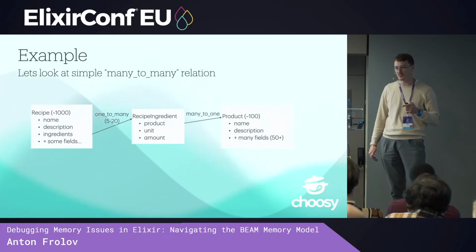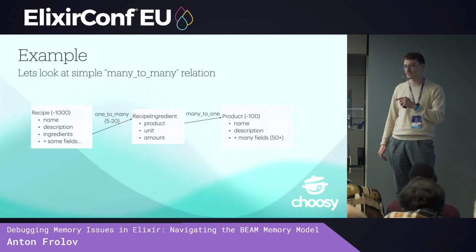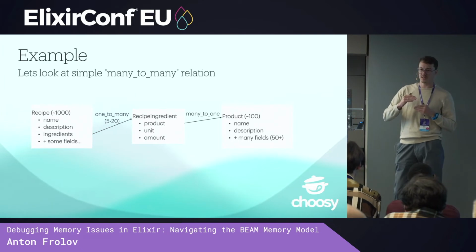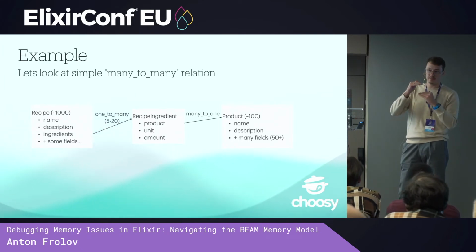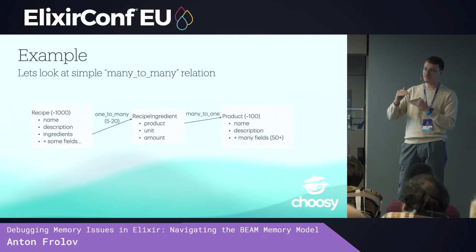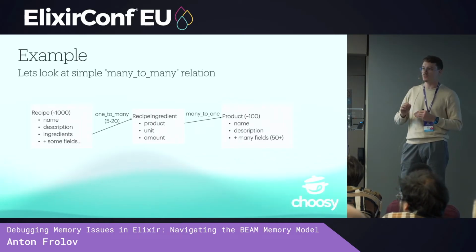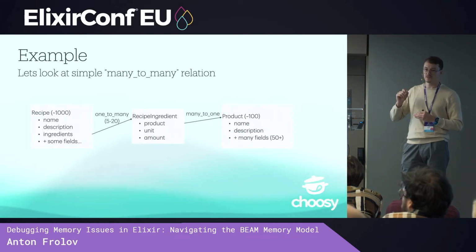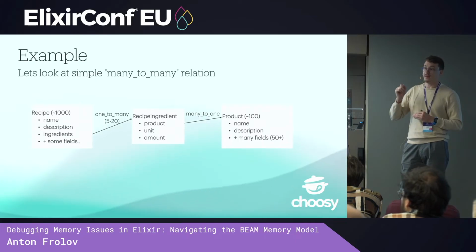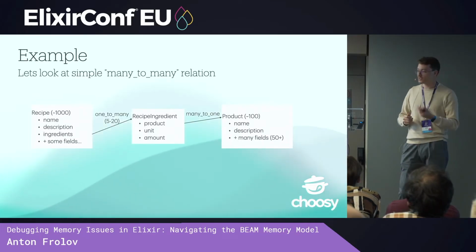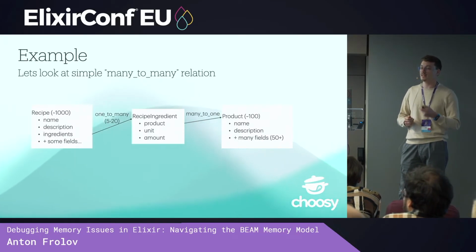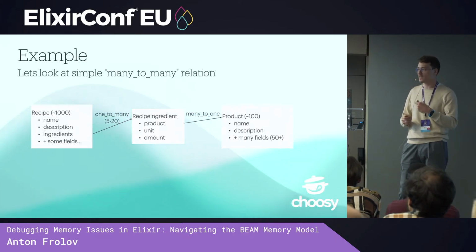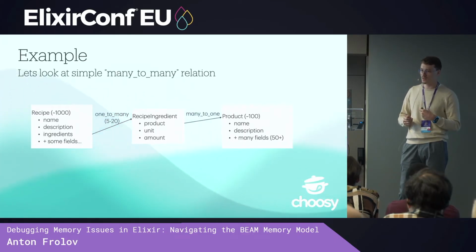We only have 100 products, and we preload them with Ecto. So it preloads only these 100 data entries, 100 memory entries, and it's going to share them between 12,000 recipe ingredients. And some might say, I already told you the memory is not shared. Yes, it's not shared between processes, but it's very actively shared within your process.